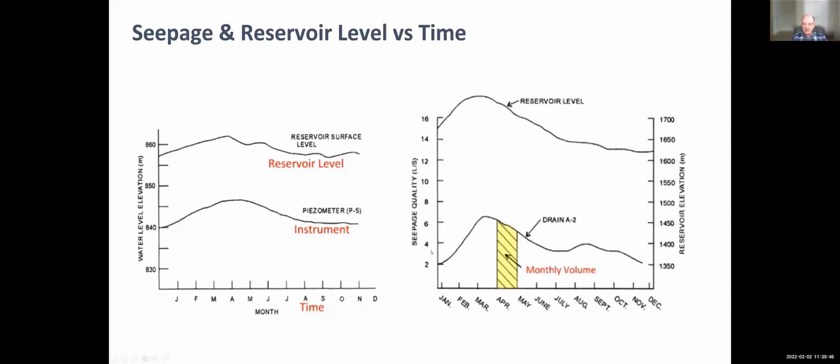A similar type of plot, we've got reservoir on one side, but we have seepage in liters per second on the other side. So the reservoir goes up, the seepage goes up. Reservoir goes down, seepage goes down, quite expected. And with a plot like this of seepage versus time, you could look at the area under this curve and figure out how many cubic meters of water were flowing through the dam at that specific time, and see how it changes versus time.